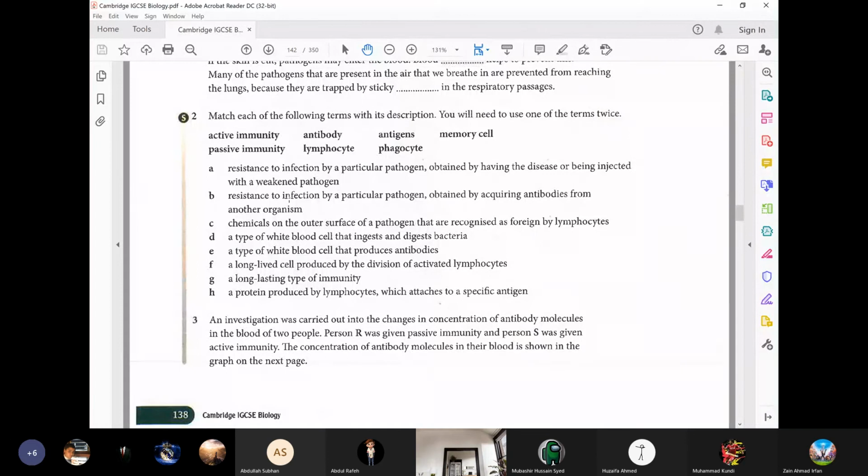Next one. Resistance to infection by a particular pathogen obtained by acquiring antibodies from another organism. Passive immunity. Yes, this is passive immunity because antibodies are taken from another organism. Right, boys?